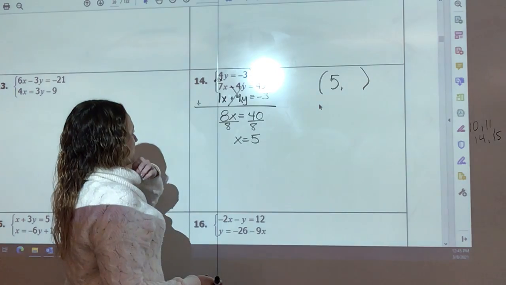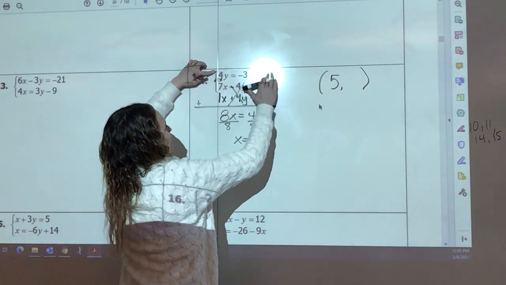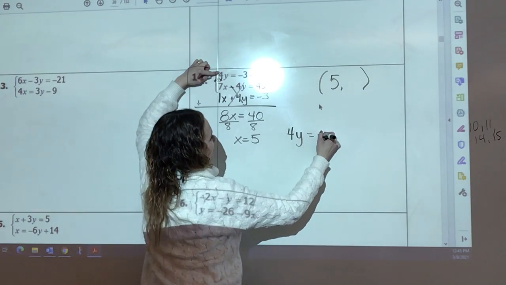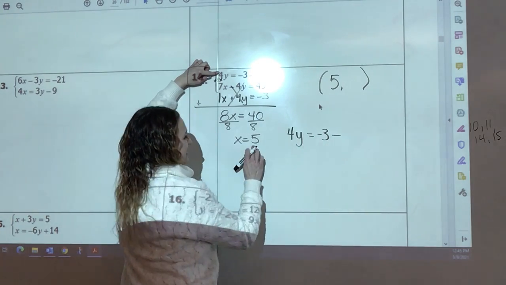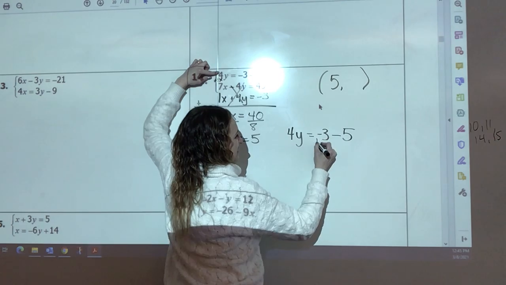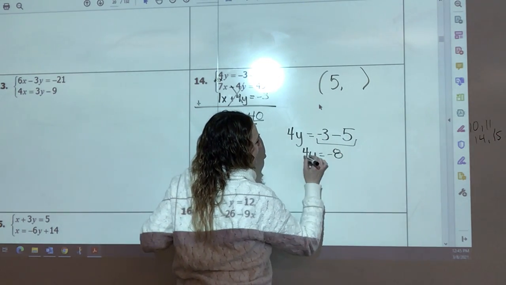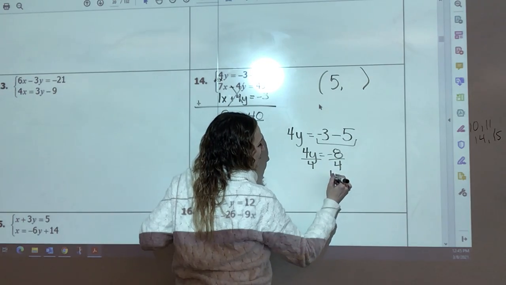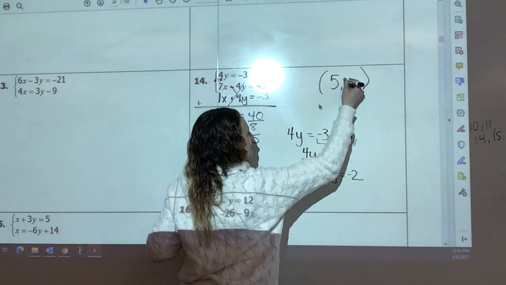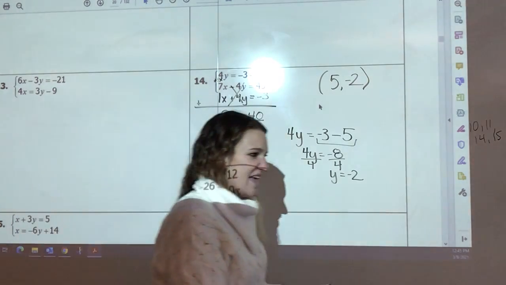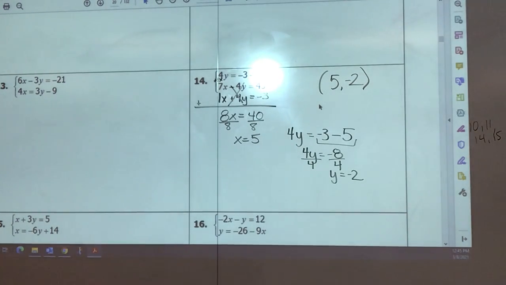So I'm going to go right back to the top equation. I'll plug it in there. So I have 4y equals -3 minus 5. Let's combine these two. So 4y equals -8. If you divide by 4, y equals -2. Not too bad. We've got one more to go through. That's going to be number 15.